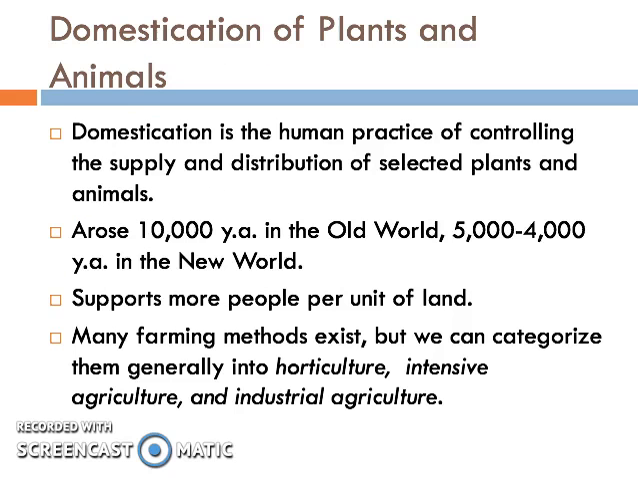Domestication is the human practice of controlling the supply and distribution of selected plants and animals. It arose around 10,000 years ago in the Old World and 4,000 to 5,000 years ago in the New World. Agriculture supports more people per unit of land, and so it allowed population densities to rise higher than they could under foragers. Many farming methods exist, but we can categorize them into horticulture or shifting cultivation, intensive agriculture, and industrial agriculture.